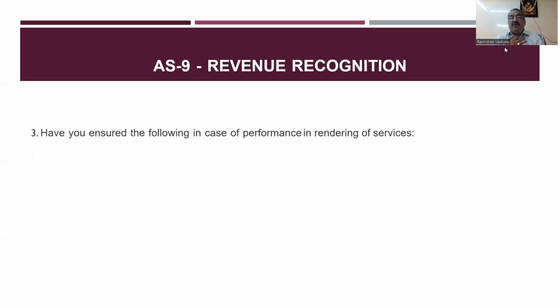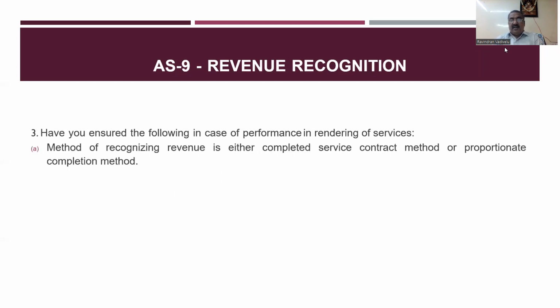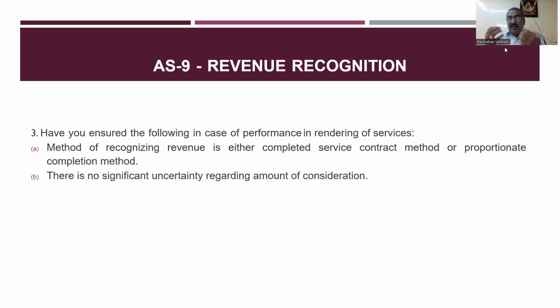Another point in AS 9 is, have you ensured the following in the performance of rendering the service? That means you are giving service. Whether it's possible to complete your work on time, whether the same is included in the contract, whether you are performing the job as per the contract, and whether there's a possibility of recovering the money correctly or not. So there is no significant uncertainty regarding the amount of consideration.